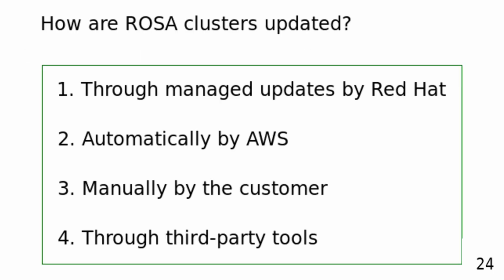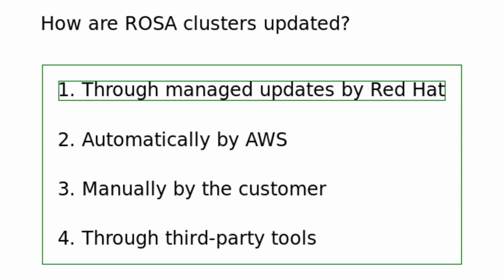How are ROSA clusters updated? Through managed updates by Red Hat. Automatically by AWS. Manually by the customer. Through third-party tools. Red Hat manages updates for ROSA clusters, ensuring they are secure, stable, and up-to-date.